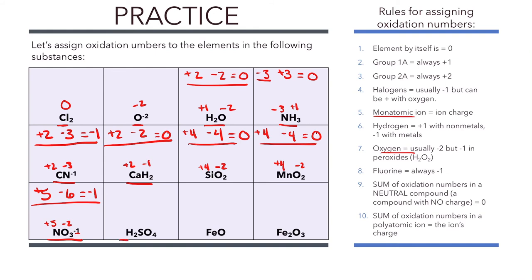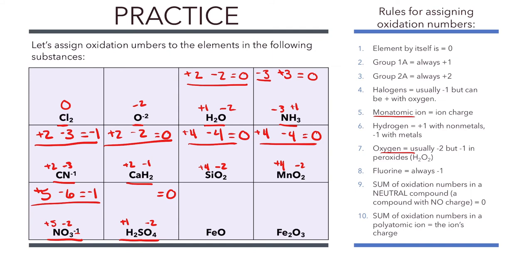All right, next compound. This is called sulfuric acid, H2SO4. There is a rule for hydrogen and a rule for oxygen. My rule for hydrogen is that when it's with nonmetals, it is +1. My rule for oxygen is that it's -2. And I'm going to go ahead and set this equal to 0 because it's a neutral compound.